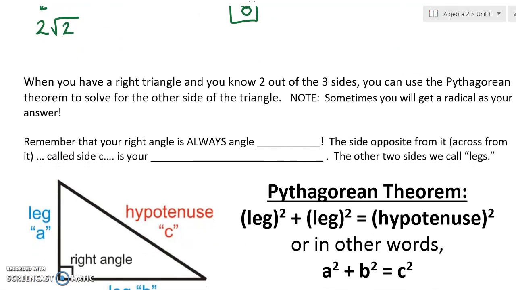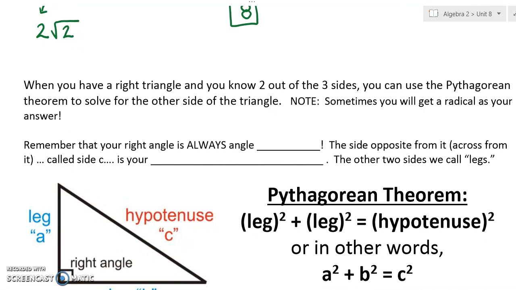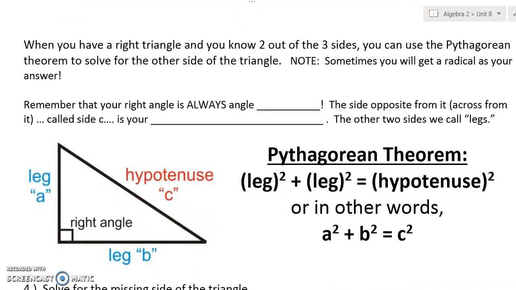Let's talk about Pythagorean's theorem. In a right triangle, when we are given 2 out of the 3 sides, you can use Pythagorean's theorem to solve for the missing side, which is usually the third side. Sometimes we're going to have radicals, and we'll have to simplify those answers, as I'll show you in our notes. Remember that your right angle is always angle C. That's not a universal thing. That's just our class thing, so that we have the same communication.